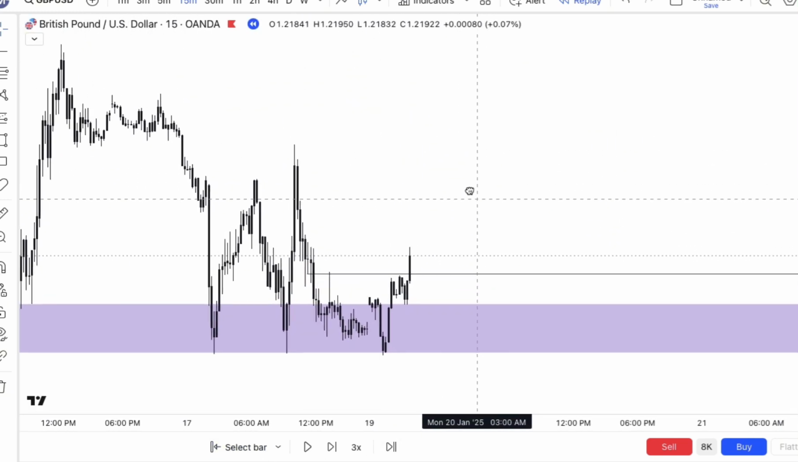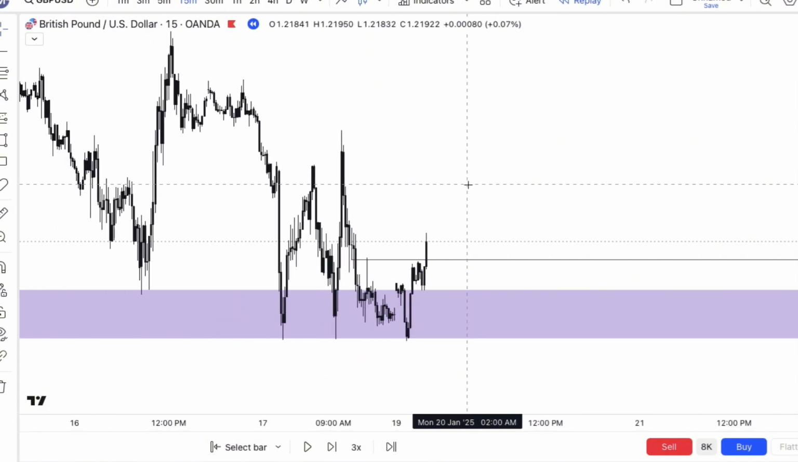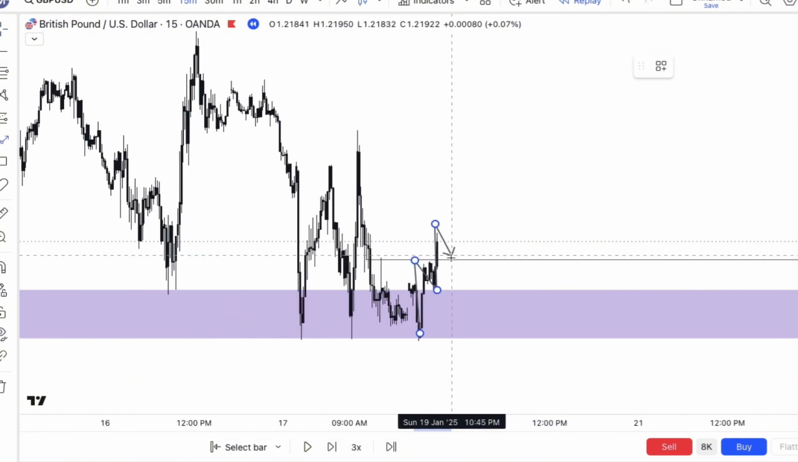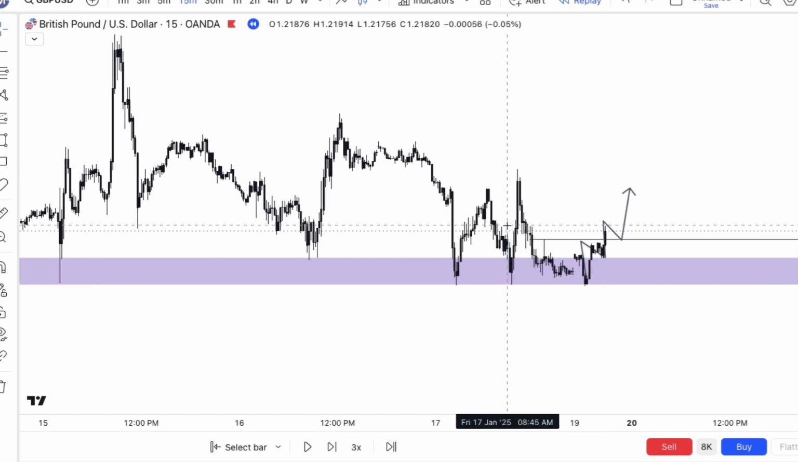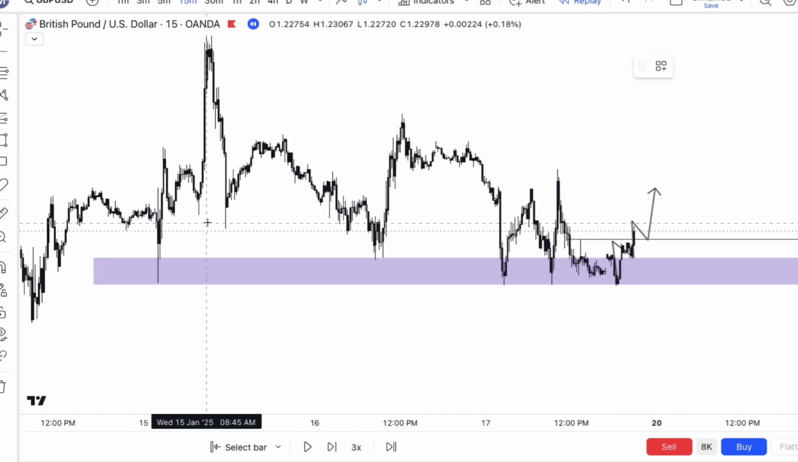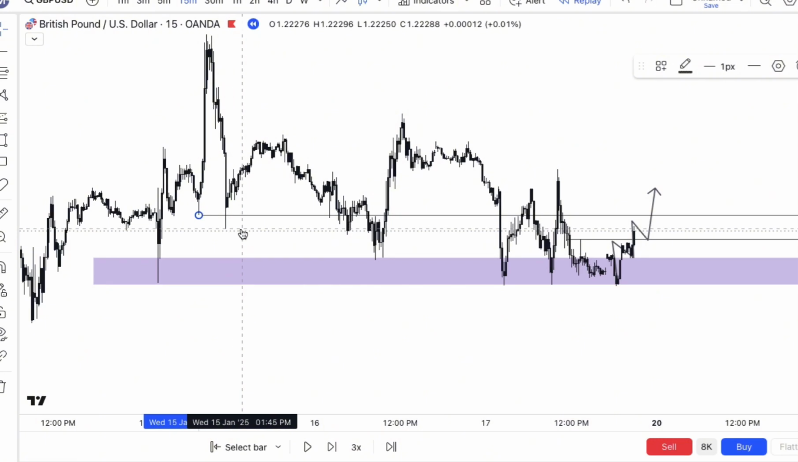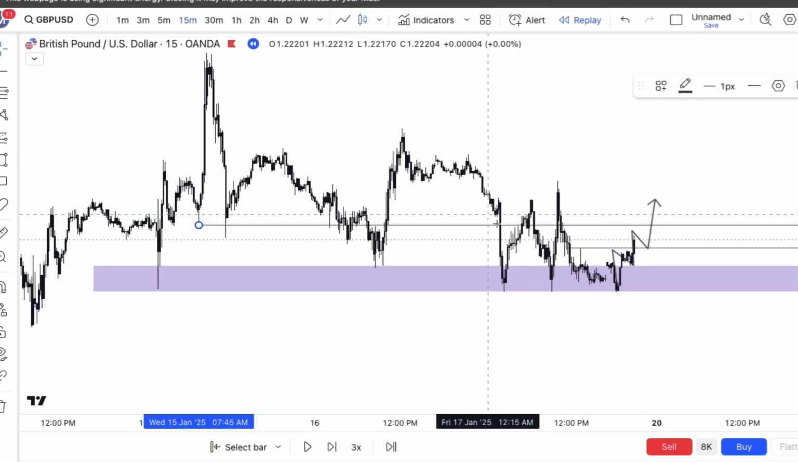We finally get a break of structure. That being said, guys, I'm supposed to get some type of entry here. If I wanted to get in for a retest, I'd be thinking about a zone like this. The reason why is because you see how many reactions occurred at this level.